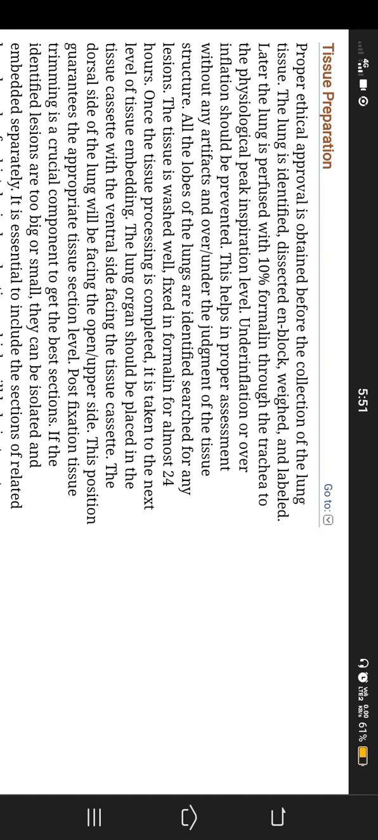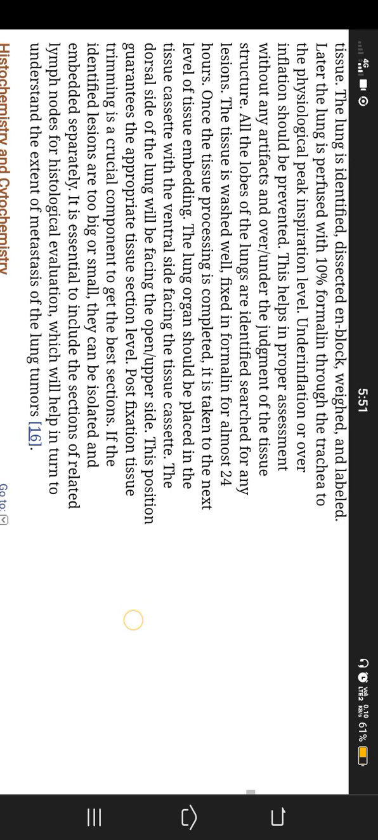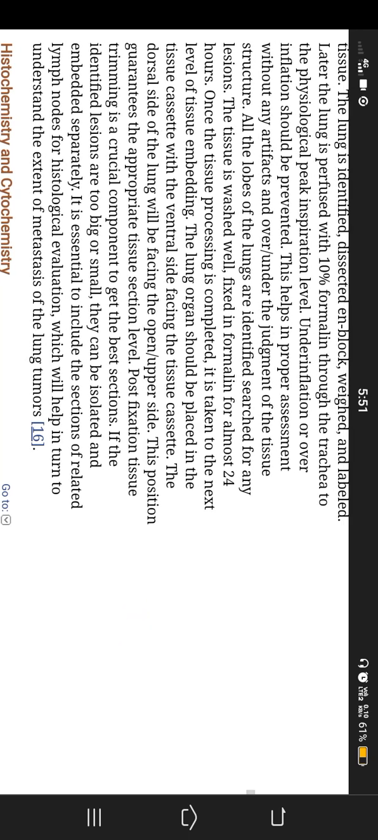Once the tissue processing is completed, it is taken to the next level of tissue embedding. The lung organ should be placed in the tissue cassette with the ventral side facing the tissue cassette. The dorsal side of the lung will be facing the open or upper side. This position guarantees the appropriate tissue section level. Post-fixation tissue trimming is a crucial component to get the best sections.